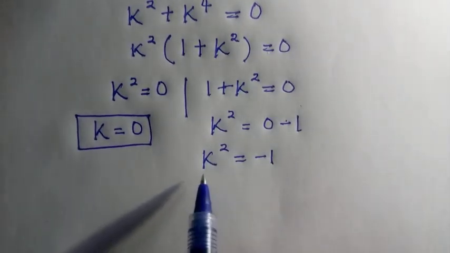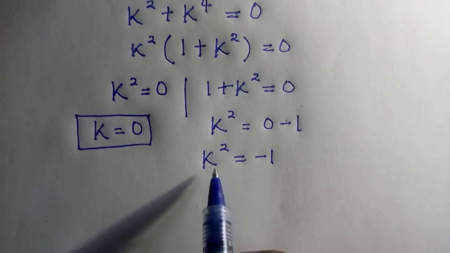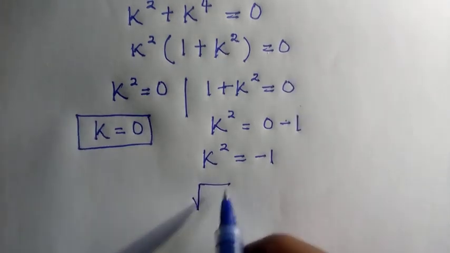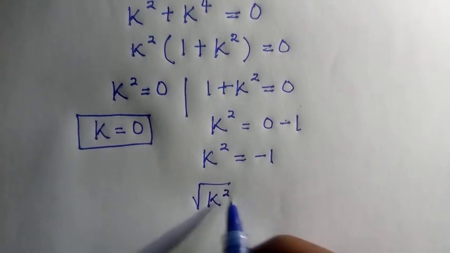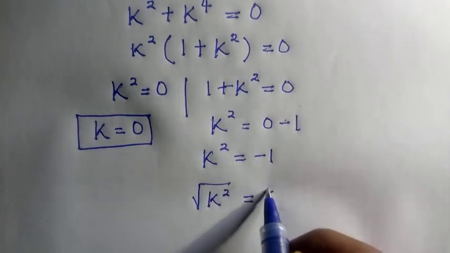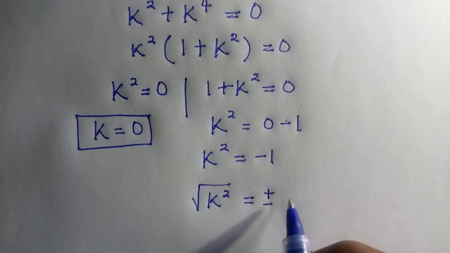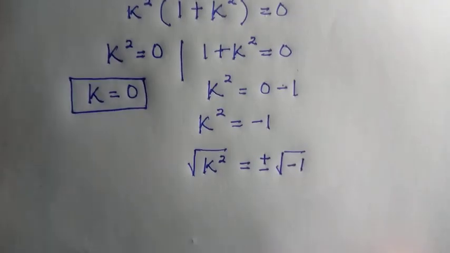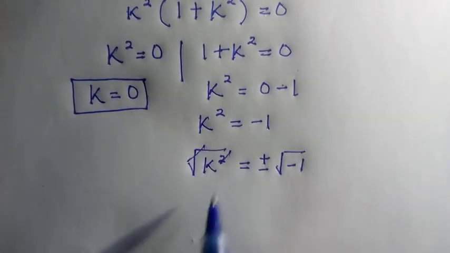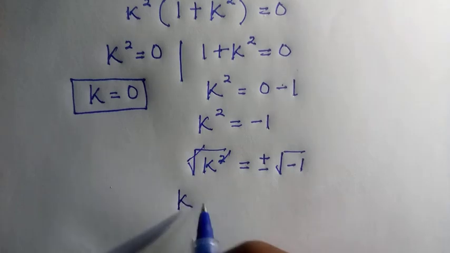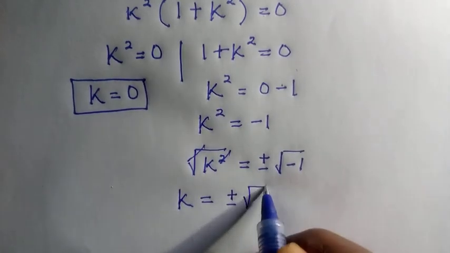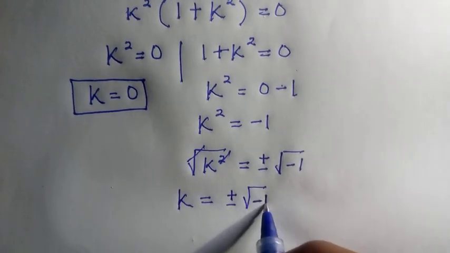Then we have to take the square root of both sides to get the value of k. By doing that, we have the square root of k squared equals plus or minus the square root of minus 1. When this and this cancel, we have only the value of k, which is equivalent to plus or minus the square root of minus 1.